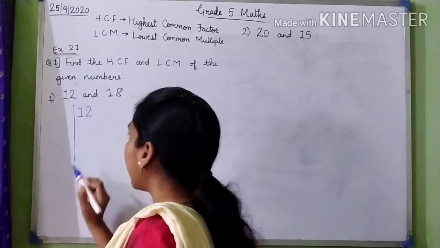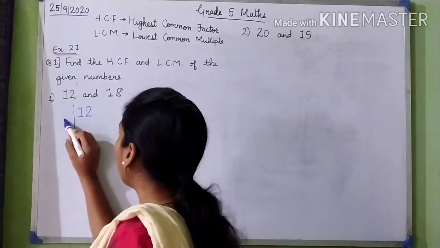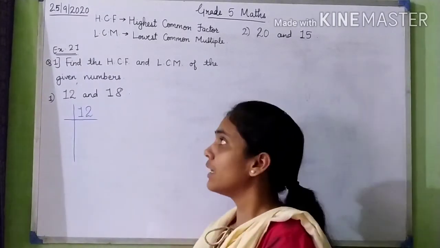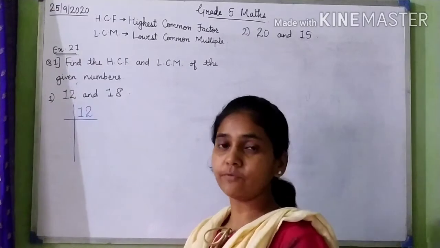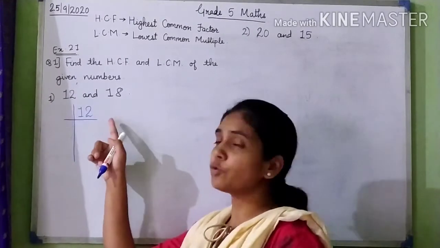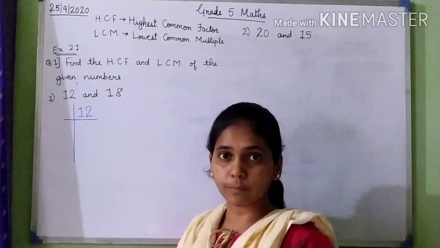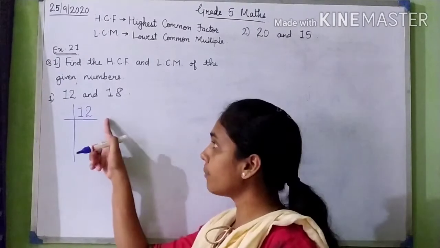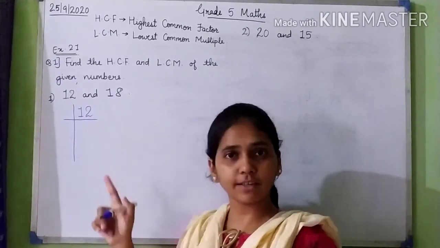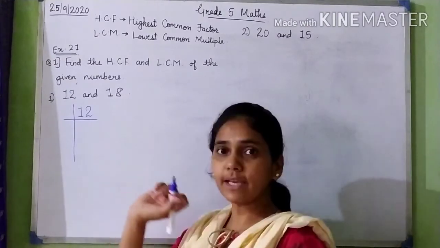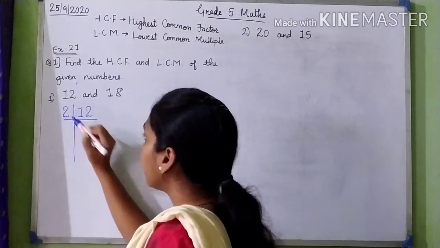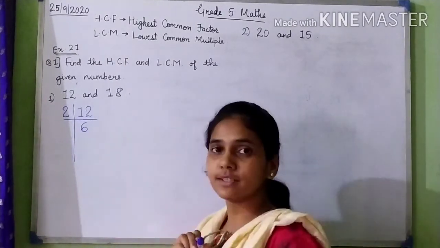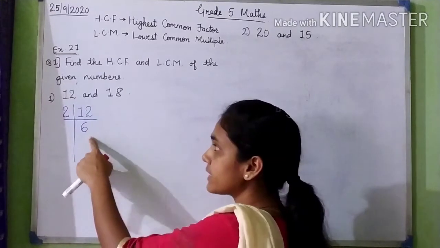Then we go on dividing 12. How do we divide 12? We start dividing by the smallest number. Other than 1, we don't have to divide by 1. We start from 2. We first check if that number can be divided by 2. If it does not get divided by 2, we go to the next number. Here the number is 12. Can 12 be divided by 2? Yes. So I divide by 2, and 2 into how much is 12? 2 into 6 is 12. So I write 6 here. That means 2 multiplied by 6 will give me 12.